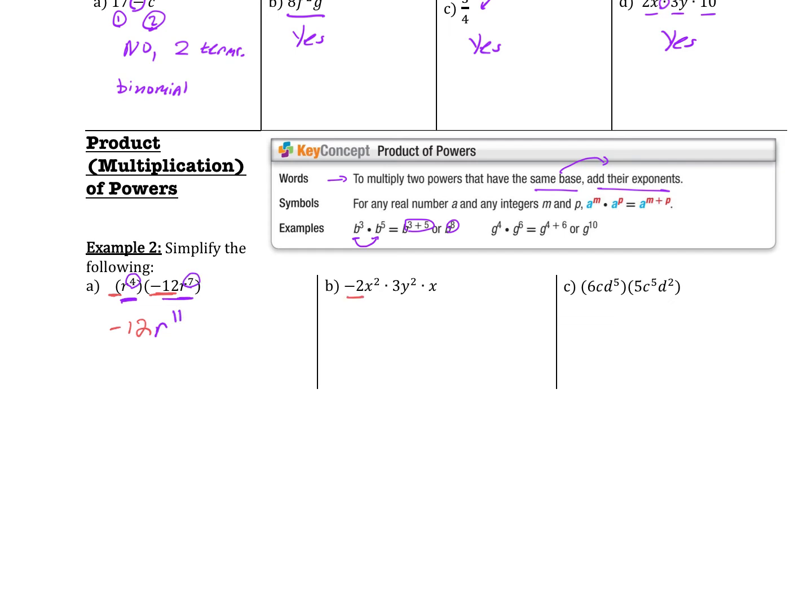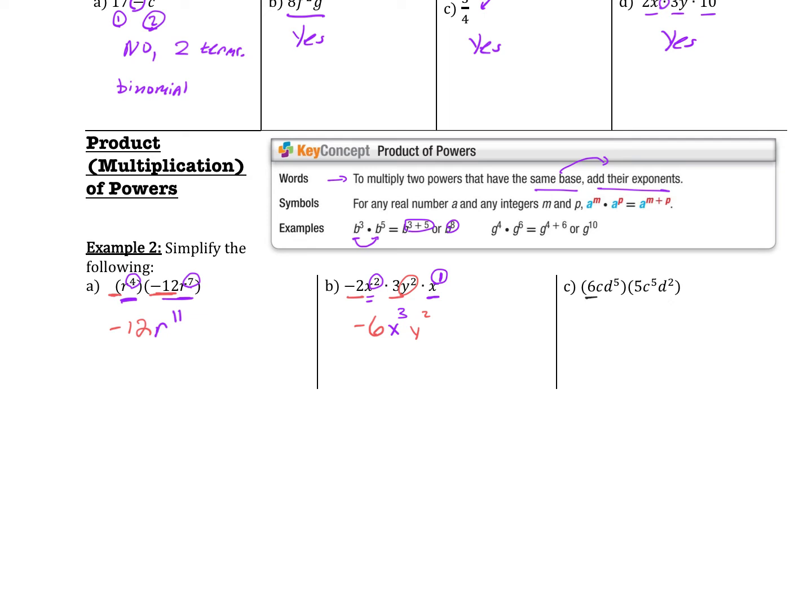Okay, if we go numbers first, we get negative 6. Then alphabetical order, x is next. We have 2 x's there, and then we have x to the first there. So we have the same bases, then you add up your powers. And then we have y's left over. There's only one factor of y, so there's nothing to add it up with.